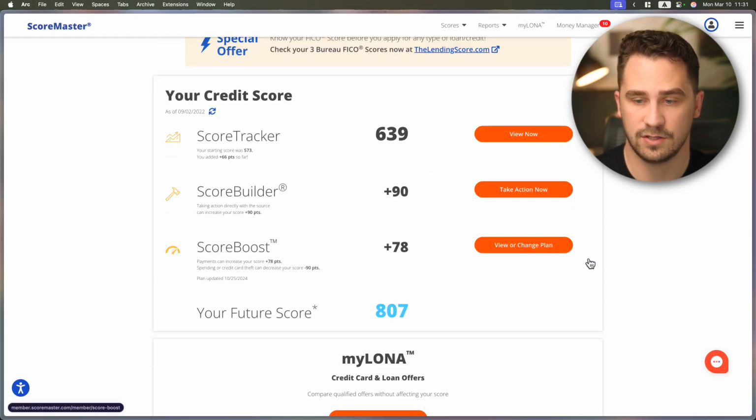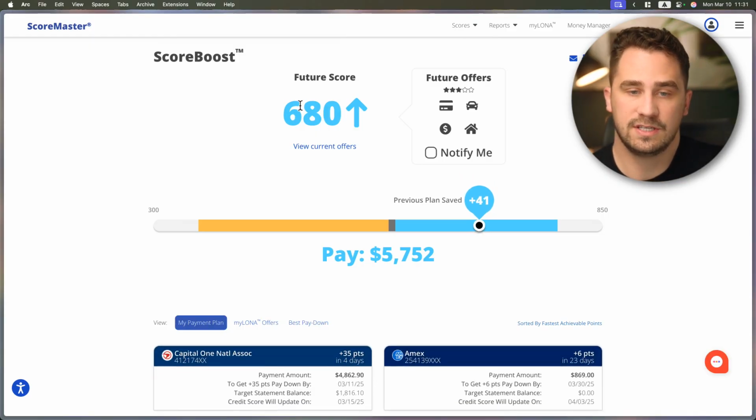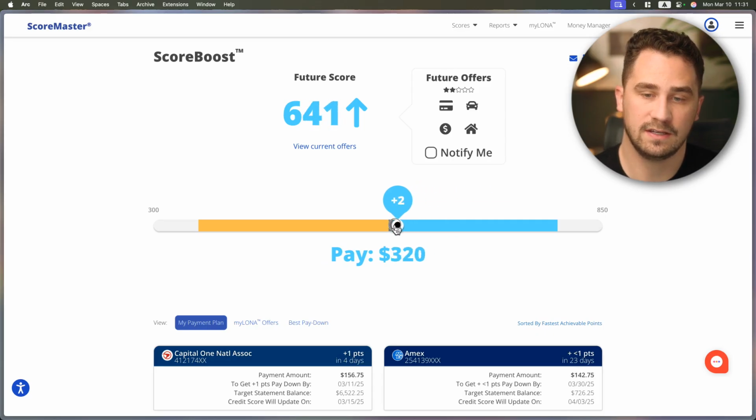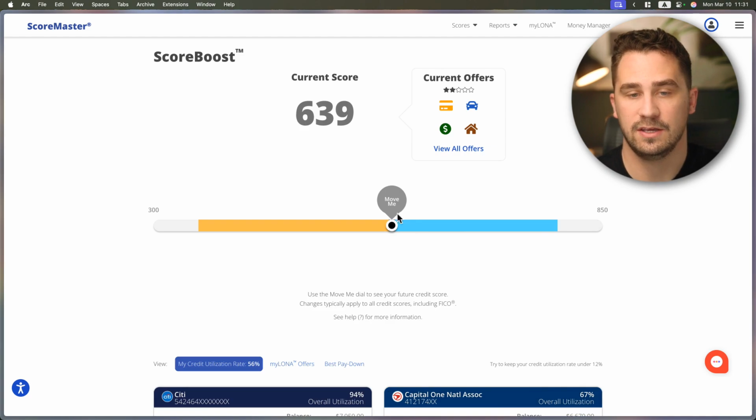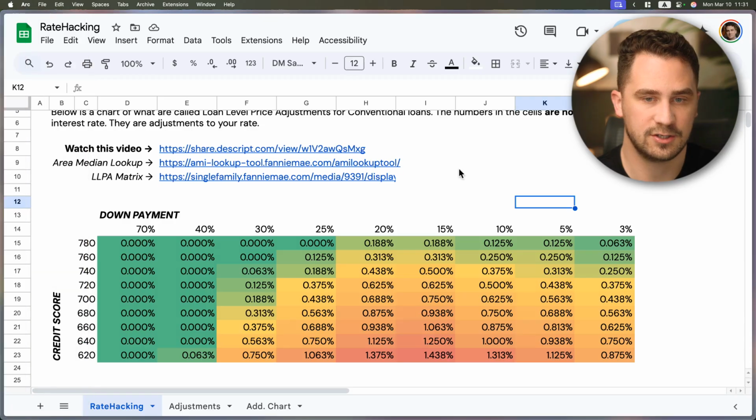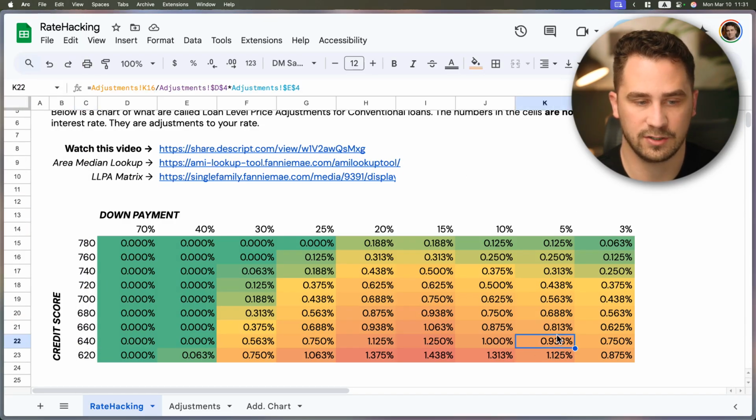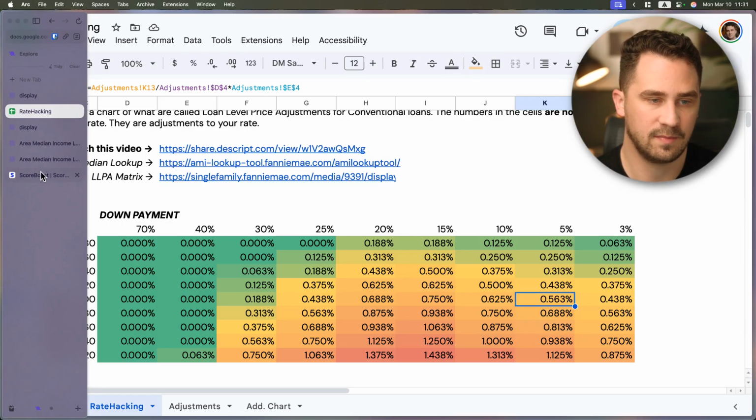What I also really like is the Score Boost feature. This is that simulator that I was talking about. What you can do is see what your current score is, and then depending on how much money you have available to work on your credit, you can see what your simulated score could be if you pay down certain accounts. So for instance, let's say we're at 639. Let's jump over to our chart here. 639 is going to be around the 640 range. Let's say I want to jump to maybe even 700 to see that interest rate savings on my mortgage.